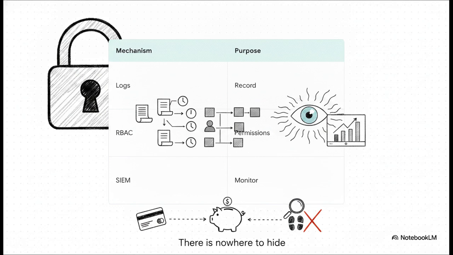Imagine a major financial institution. They use these exact mechanisms to trace every single online transaction. Because they have these tools, they can record the user ID, the exact date and time, the originating IP address, and the specific action that was performed. There is literally nowhere for a bad actor to hide.